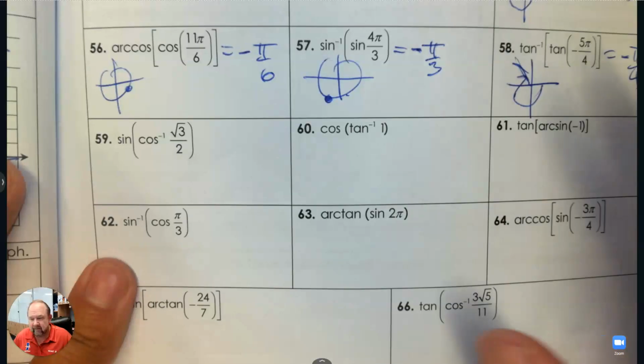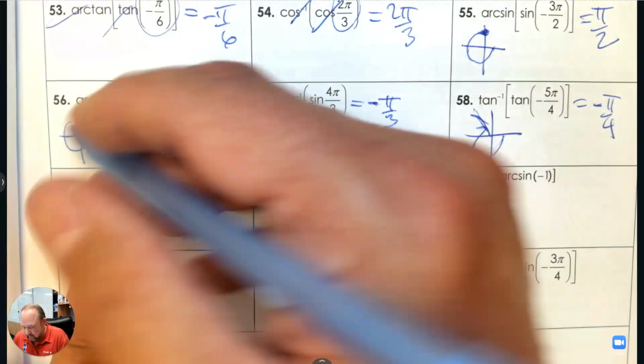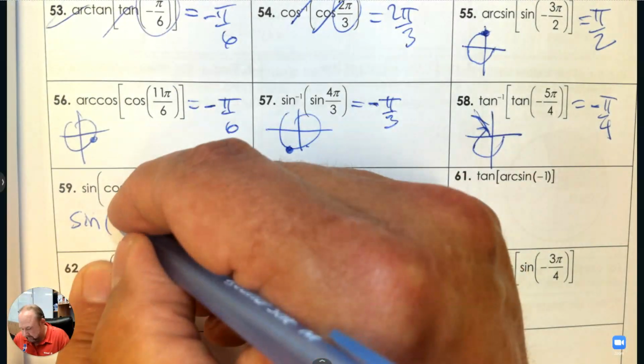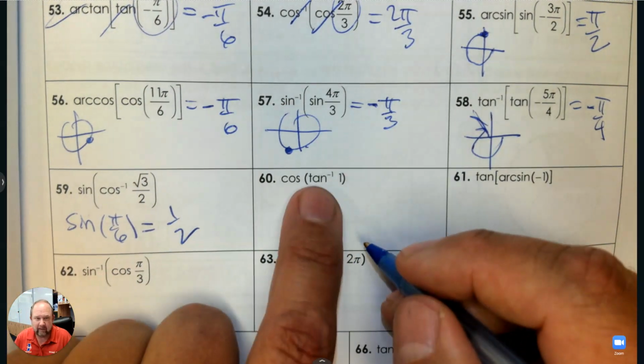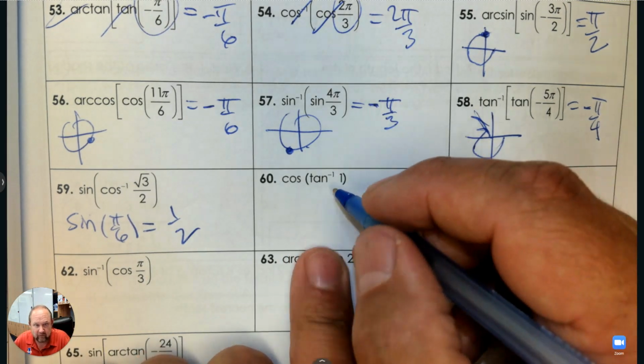Those are more challenging. These might be simpler. Inside, outside. So inside, what's the angle? Gives me root 3 over 2. That's pi over 6. What's the value of sine at pi over 6? And you have your answer. So keep working. Copying's not going to help. You need to practice and really work at your unit circle.